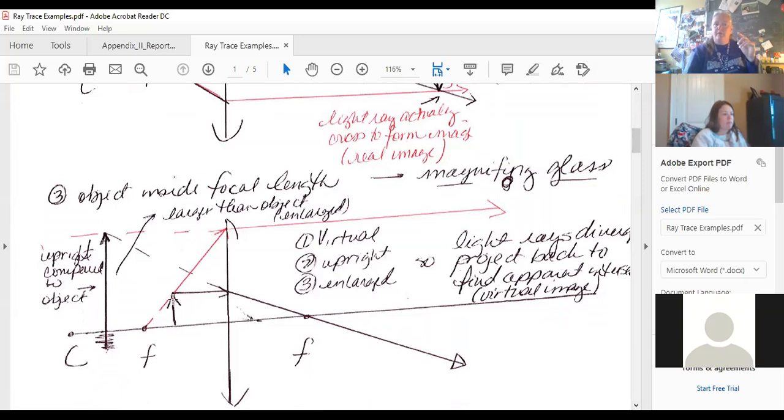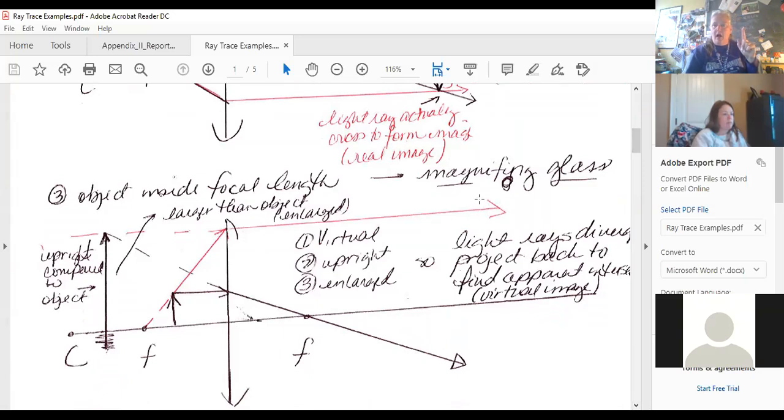So here's my object: in parallel, out through the focal point, just like before. But now in through the focal point is a little trickier, because the focal point is actually back here. So I have to put my ruler on this arrow and line it up, like this red ray that looks like it came from the direction of the focal point, but then it's going to go out parallel.